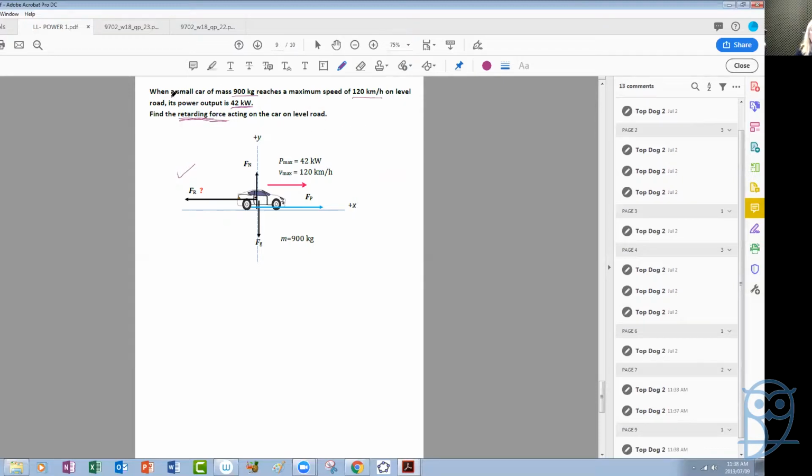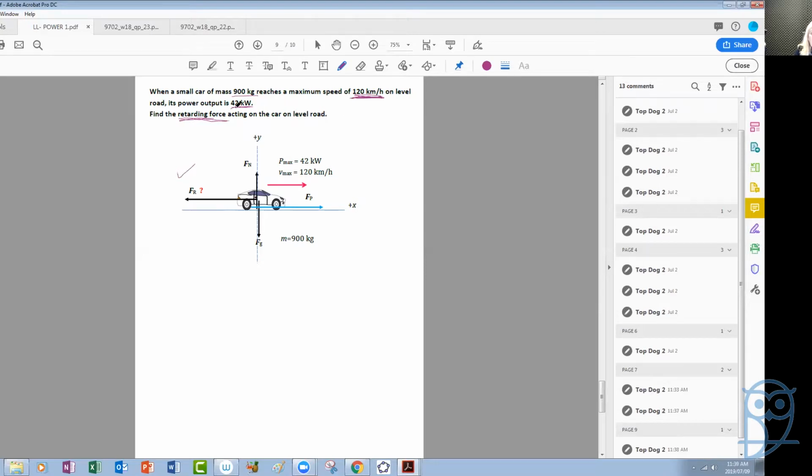So obviously here, when a small car of mass 900 kilograms reaches a maximum speed of 120 kilometers per hour, obviously they are talking about the power output of the car. The power output that, in other words, that the wheels can produce.